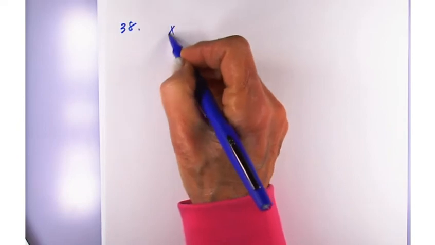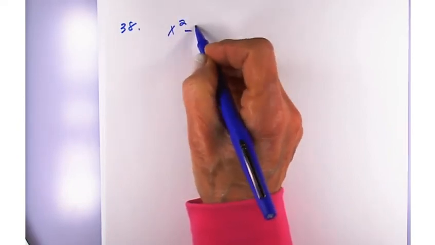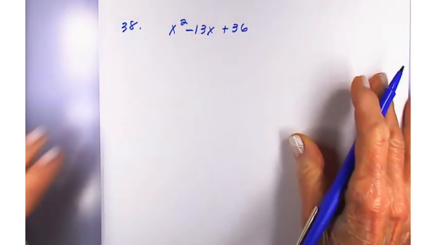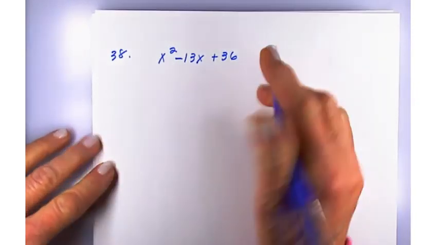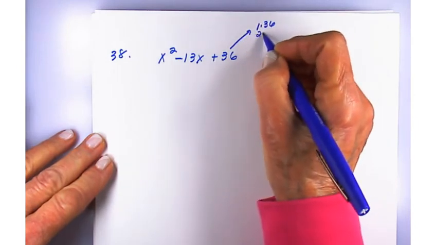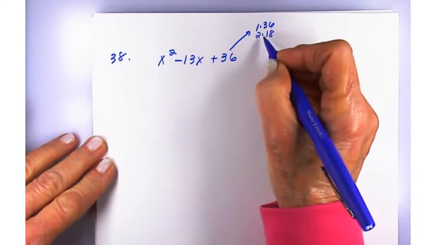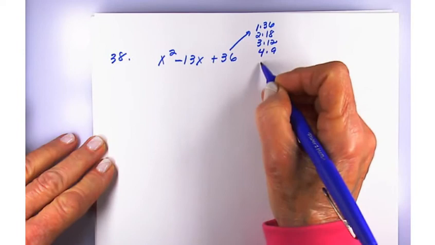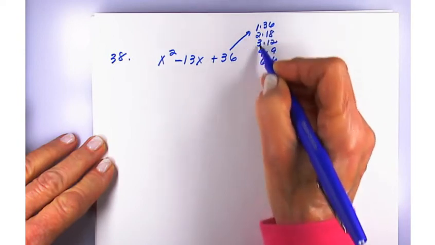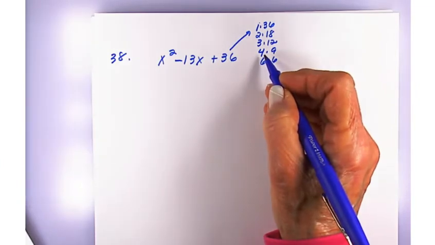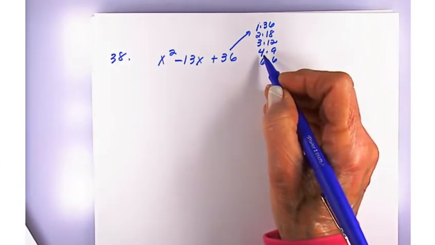X squared minus 13x plus 36. Okay, so we have quite a few for 36. We have 1 and 36, 2 and 18, 3 and 12, 4 and 9, 6 and 6. You want to go in a logical order, otherwise you're going to forget one of them. So make sure that you go in some order.